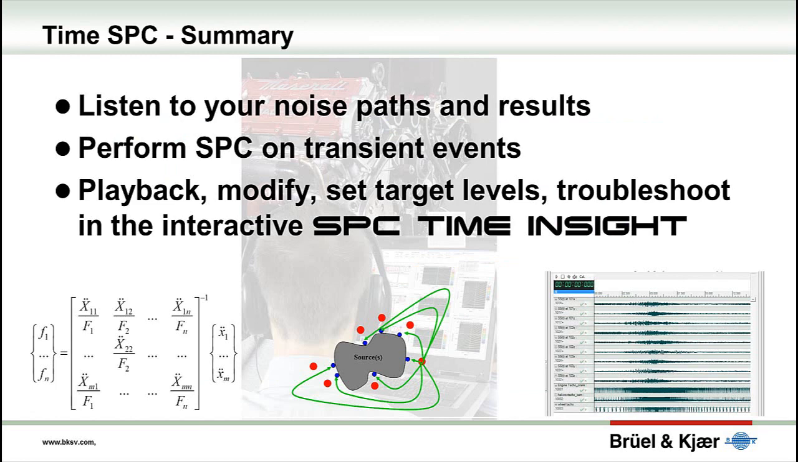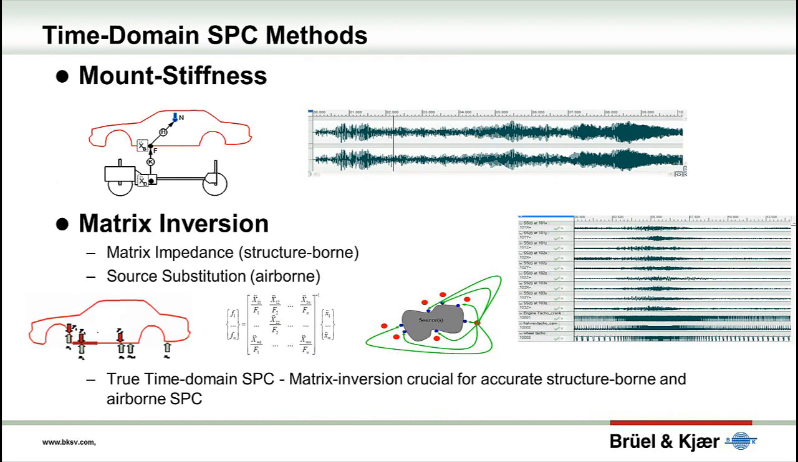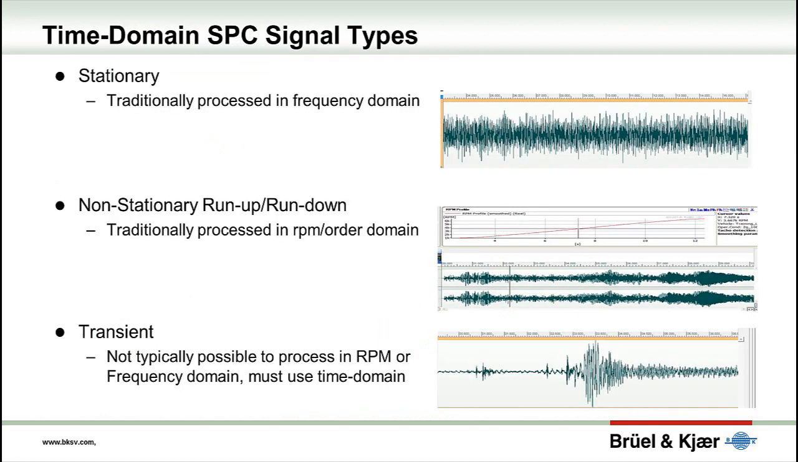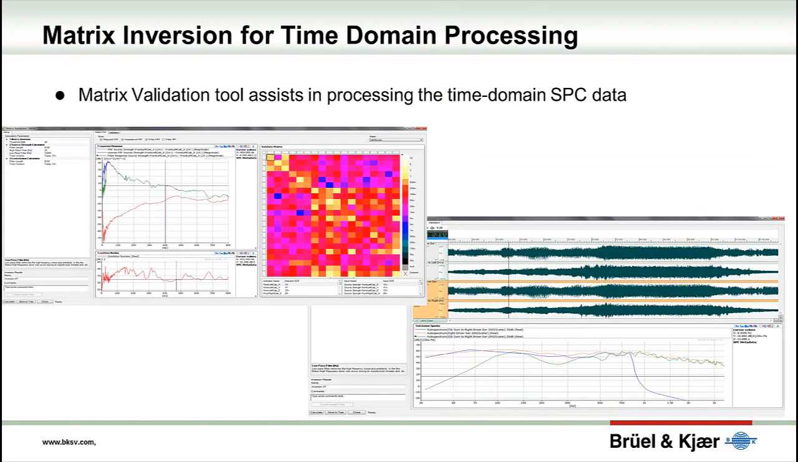In Timedomain SPC, you can use the same proven methods that have traditionally been used in frequency domain SPC analysis, but with true time domain calculation and results. You can process any type of signal with Timedomain SPC, including stationary or steady state signals, non-stationary, run-up, run-down type signals, or transient signals. Again, transient signals cannot be easily processed with frequency domain techniques and require time SPC processing. For airborne and structure-borne matrix inversion techniques, the powerful Timedomain SPC matrix validation tool assists in viewing and handling the matrix and in processing the Timedomain SPC data.